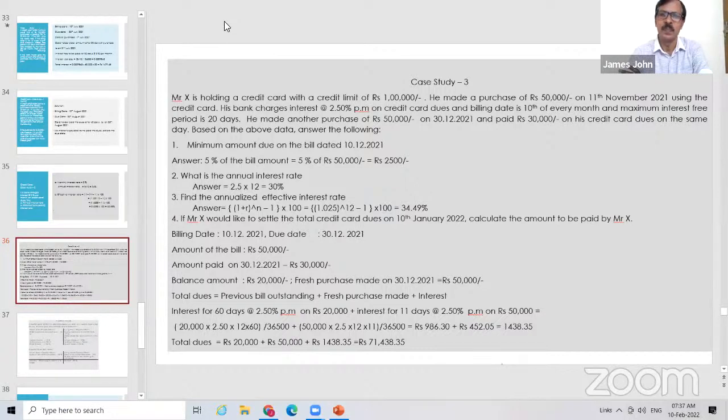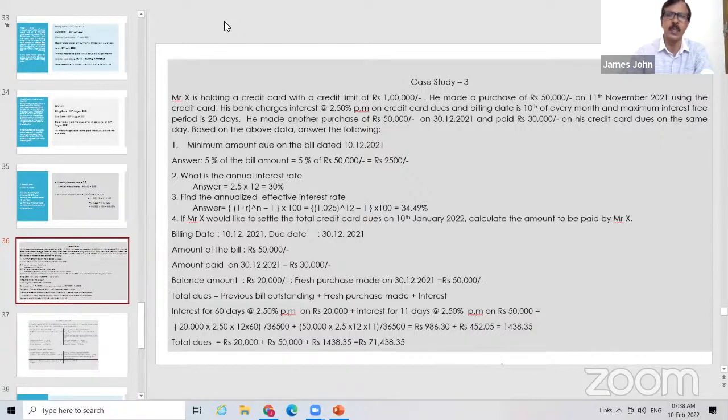Sir, if we paid the minimum amount due in the previous month, will the interest calculation be the same? For the balance amount, he had paid the minimum amount. So what is the outstanding amount? Outstanding is 10,000. He had paid 1,000. So in this case, 2,500 will be the minimum amount. Yes. So if we paid the 2,500 minimum amount due, then the calculation in question number 4 will be: the first purchase is 50,000. He had paid 2,500, so the balance amount is 47,500.